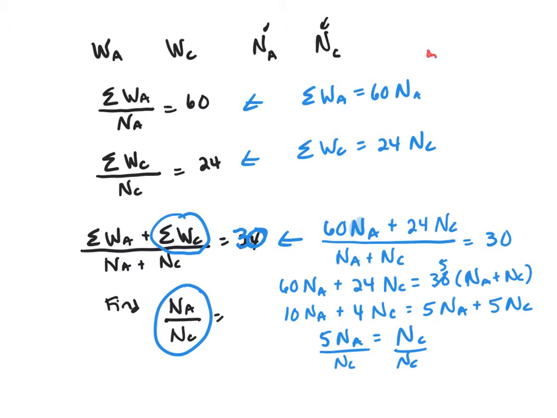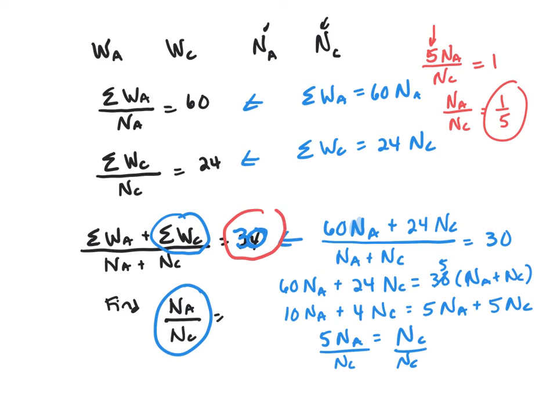So that's going to give me 5 N sub A over N sub C equals 1. And now divide by 5 to get rid of that 5. And I'm left with N sub A over N sub C equals 1 divided by 5. And that's my answer, 1 over 5. And I apologize for messing up on that 30, okay? But that was a number that was given.